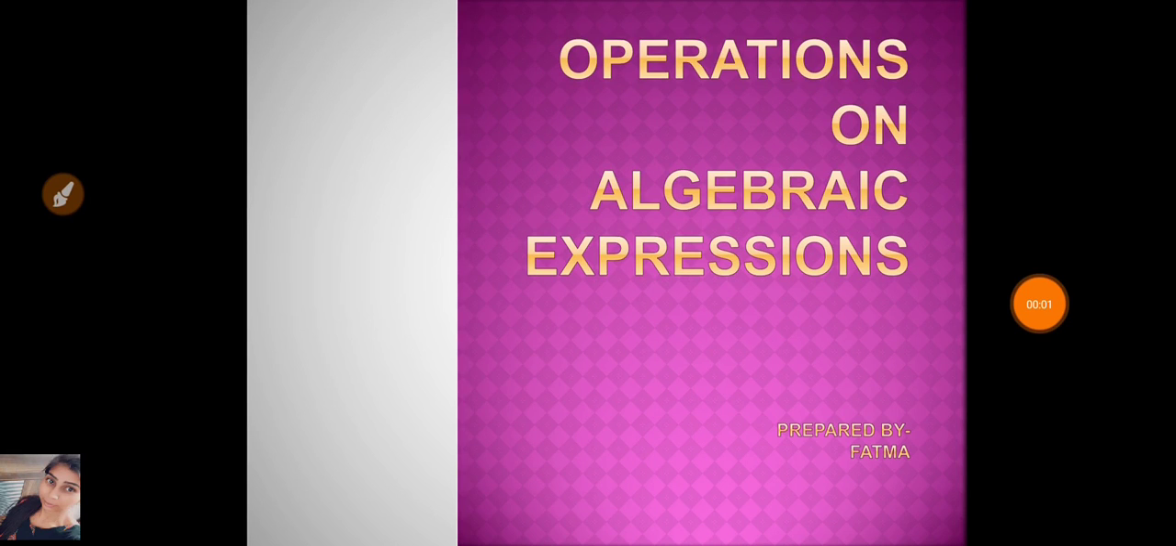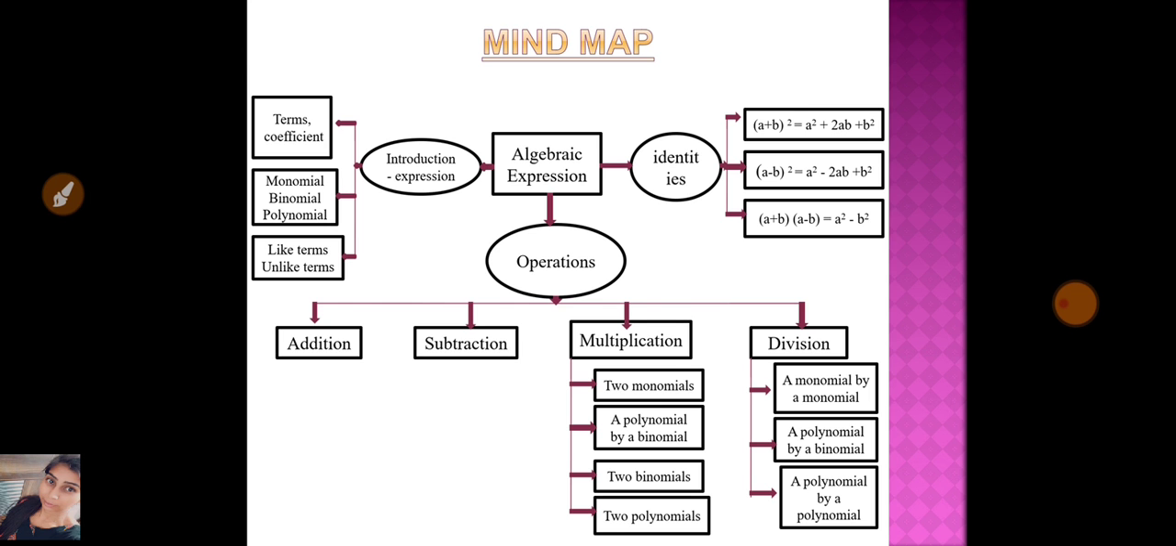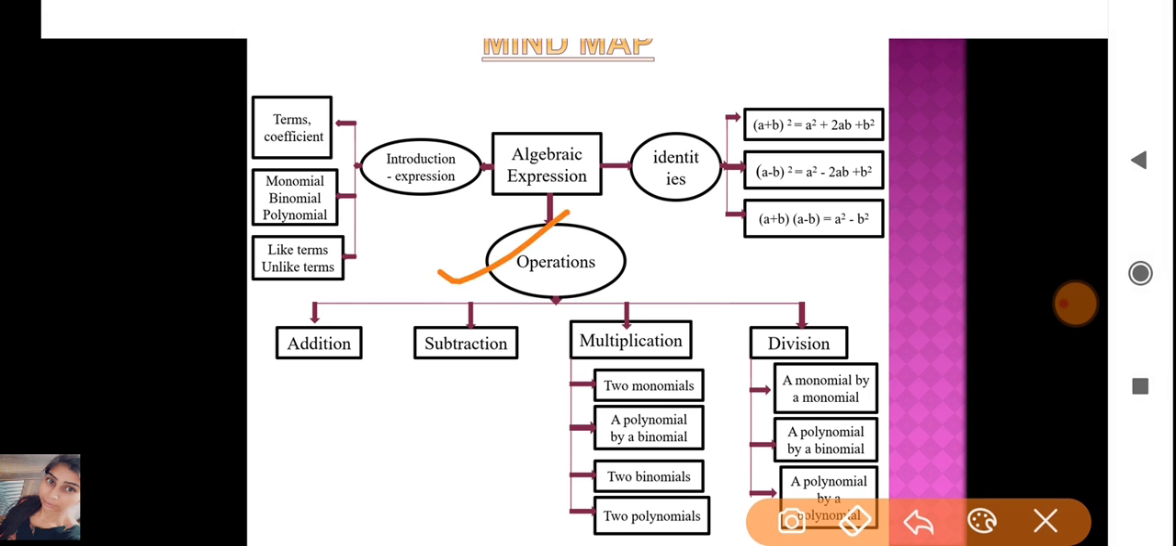Hello everyone. Today we are going to start with the chapter Operations on Algebraic Expression. In this chapter, we are going to study the different operations to be performed on algebraic expressions and also about different identities. I've just given you a brief introduction to what we are going to study in this chapter with the help of this mind map.